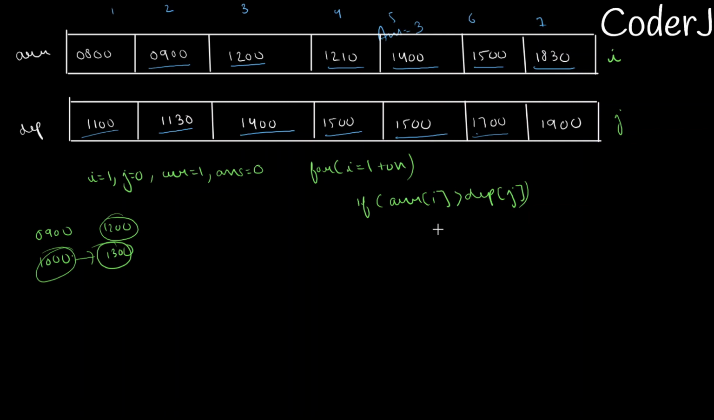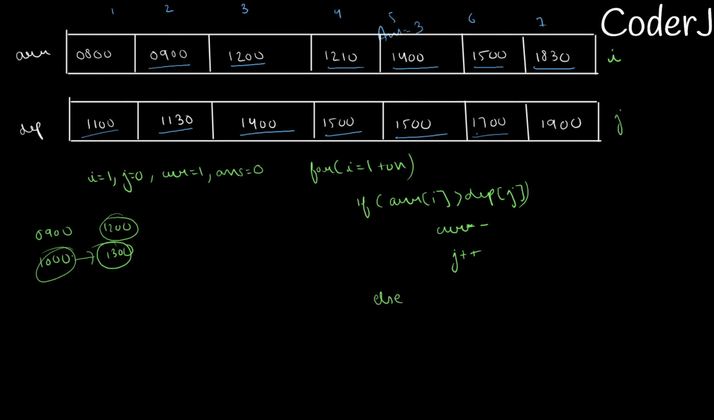So what do you write? You say that the current number of platforms is going to decrease, and let's move our j pointer forward. j basically means departure, right? Why are we moving the j pointer forward? Because a train has left by that time.